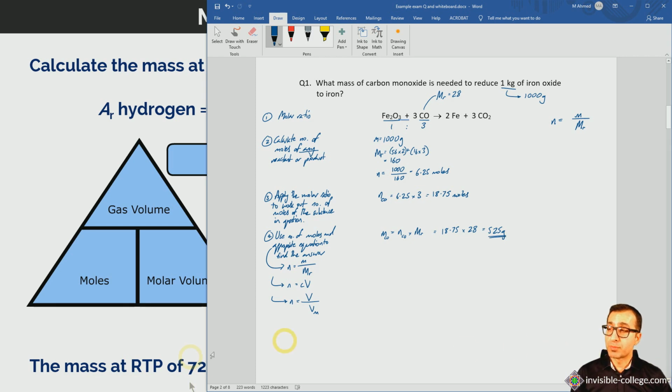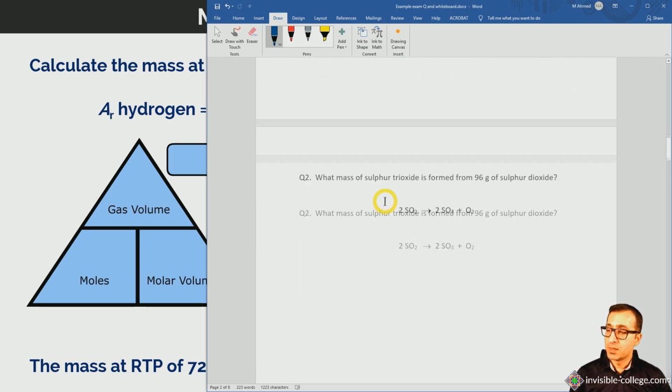So this is the general approach, and as you'll see, pretty much regardless of the question that you're being asked to solve, with a few tweaks here and there, this is the general approach that we're going to take to solving these questions. So that's the first one.